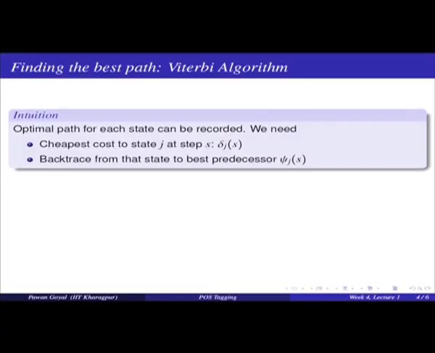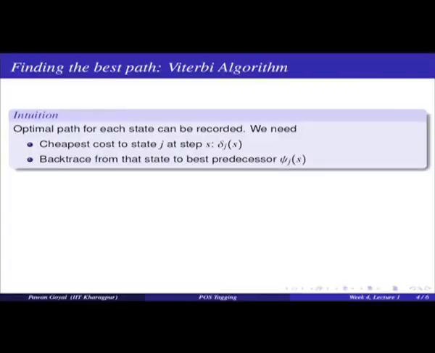Now, once we have found out what the tags are at different points, we also want to write down the sequence. So I also need to store a backtrace. This is the highest probability. So what is the particular part of speech tag that gives the highest probability? I want to store this delta j s, that is the cheapest cost or the highest probability, to state j at step s, and also the backtrace from that state to the best predecessor. For the previous example that we were seeing, for DT the best predecessor was VB and not JJ.